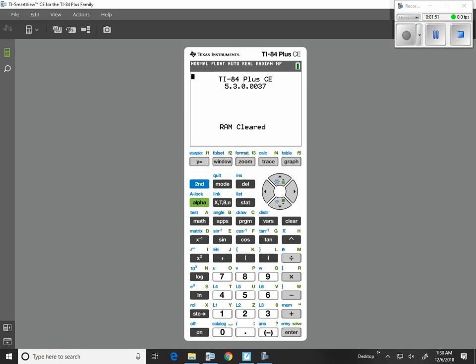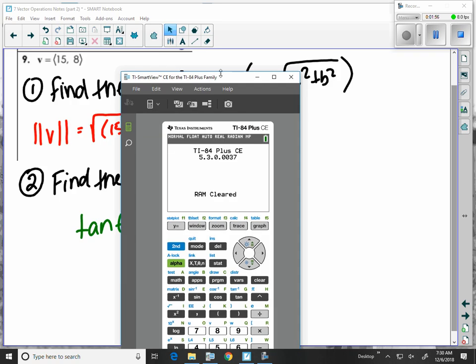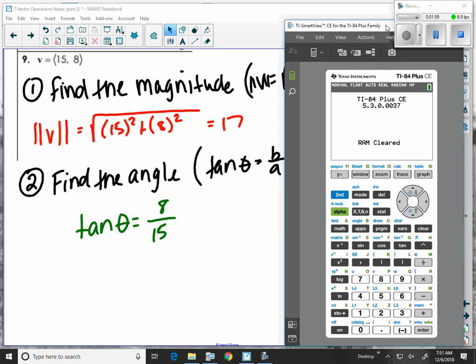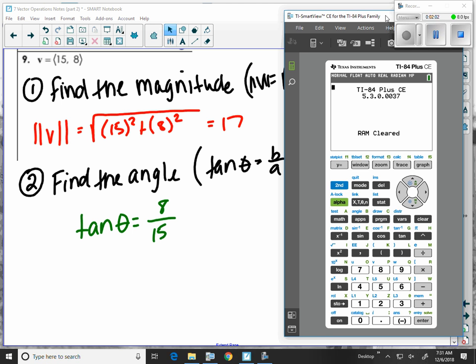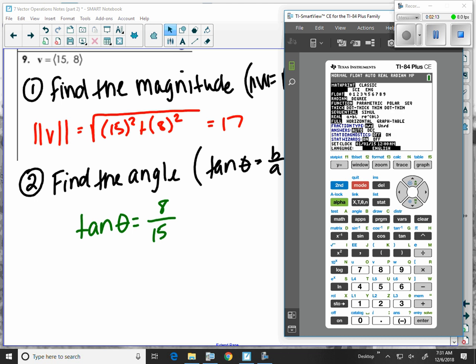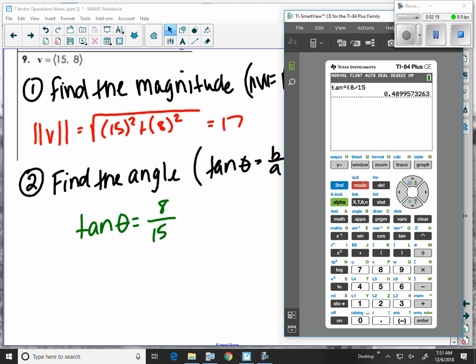Tangent to the negative first is tangent inverse. Okay, so I'm going to do second tangent. That will give me that tangent to the negative first, and then 8 divided by 15. Uh-oh, gotta check my mode. If that happens, if you get a weird number, check for degree. Make sure you're good there, so I can redo mine. Okay, so 28.07.